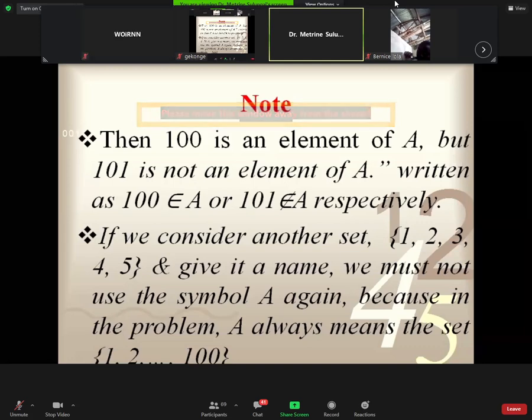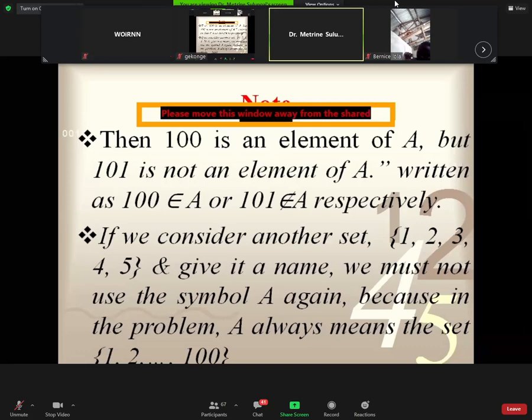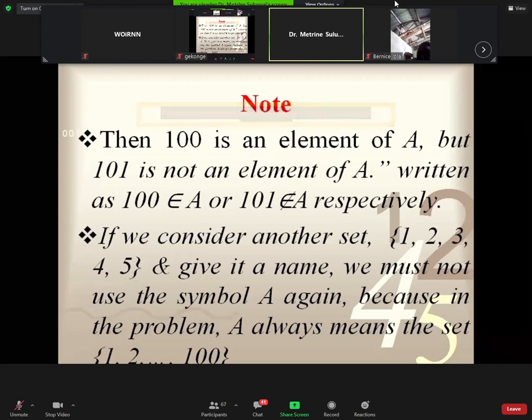So when we are writing that a certain number or a certain element is a member of a certain set or not a member, how do we represent that symbolically or in notation form? So for example, here we have said, if 100 is an element of set A and 101 is not an element of set A, there is a way we represent that using a symbol. You can see I've written 100 with something that looks like an E in between, then I say A. So I'm simply saying 100 belongs to set A, or 100 is a member of set A, or 100 is an element of set A.